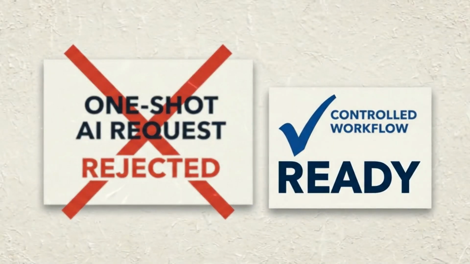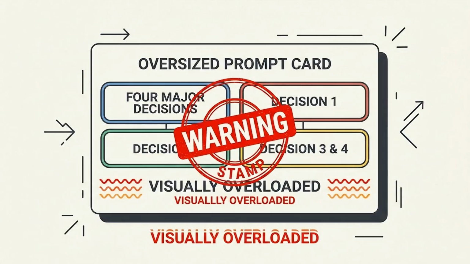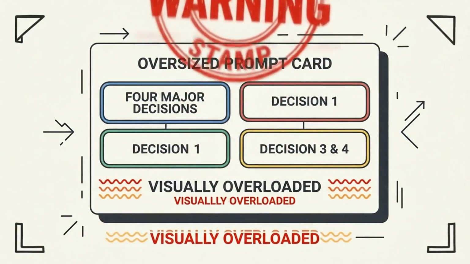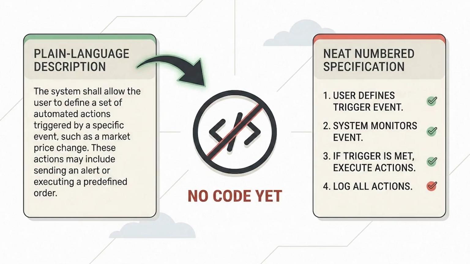Notice what I have not asked for. I have not asked ChatGPT to invent the strategy, choose the risk, optimize the settings, and write the production code in one shot. That prompt would hide too many decisions inside one answer. Instead, I first ask it to rewrite my description as a numbered specification without writing any code.